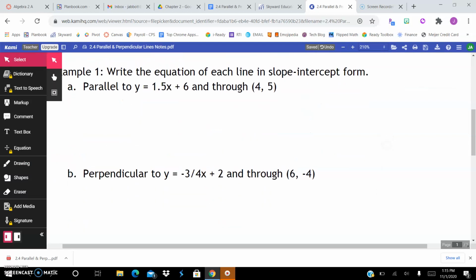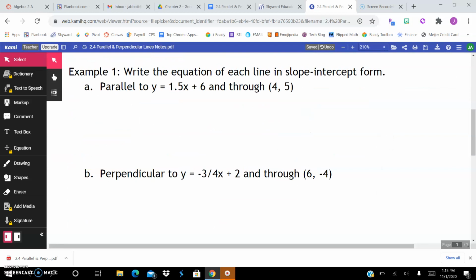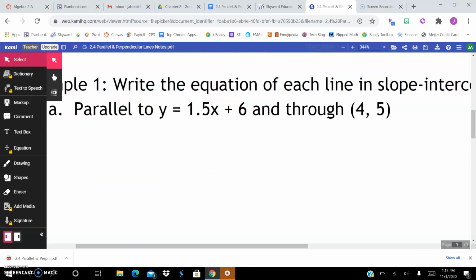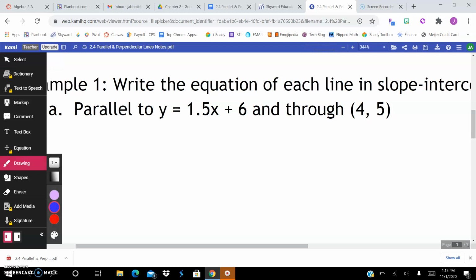So for example 1 here, it says write an equation of the line in slope-intercept form. Part A is parallel to y equals 1.5x plus 6 and through the point (4, 5). In order to be parallel, the slopes have to be the same, and the slope of this line is 1.5. So we have the slope, or the m value, and then we have an ordered pair, x and y.